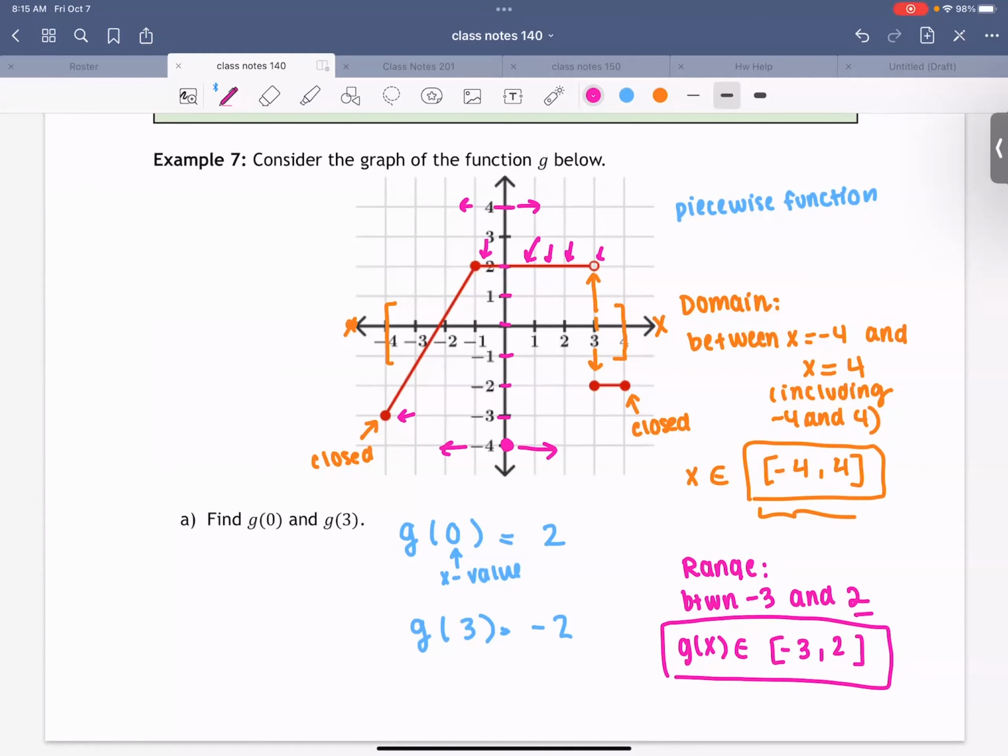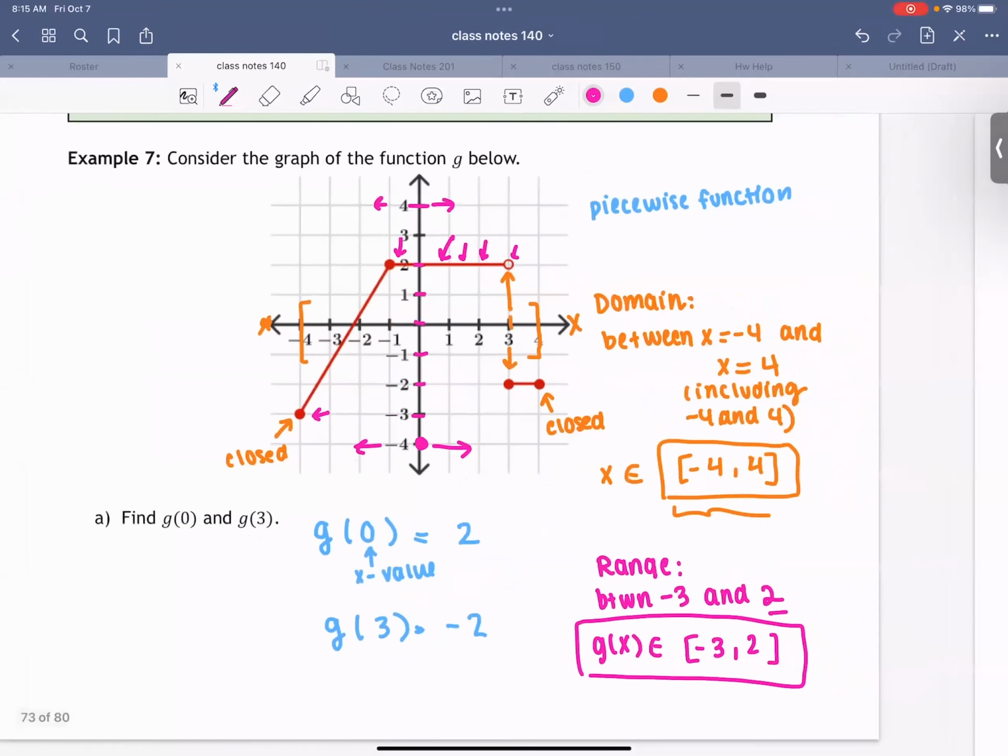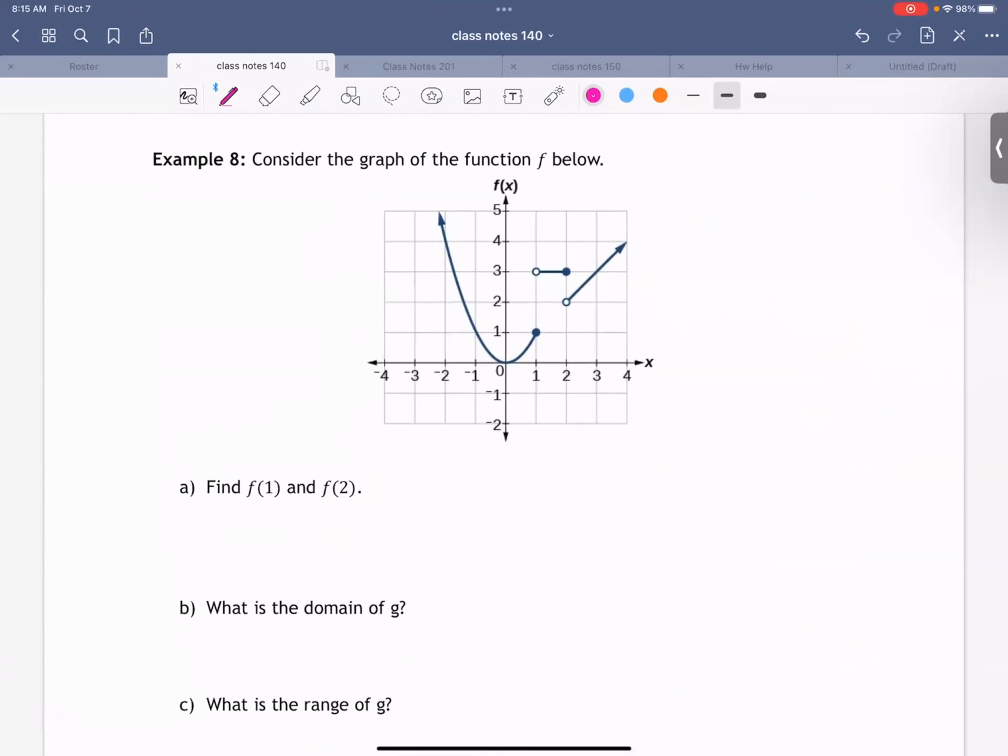All right, I know some of you are still working, but I do want to go over example 8 a little bit more slowly since we're getting used to the idea of domain and range, so that we have a little bit better idea of what these values mean, okay?